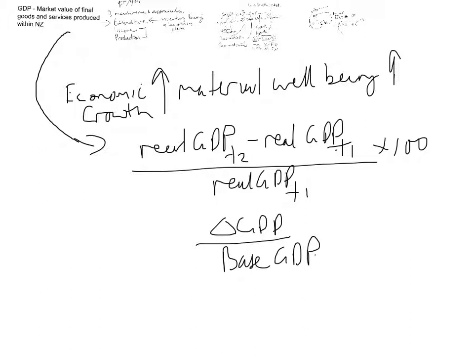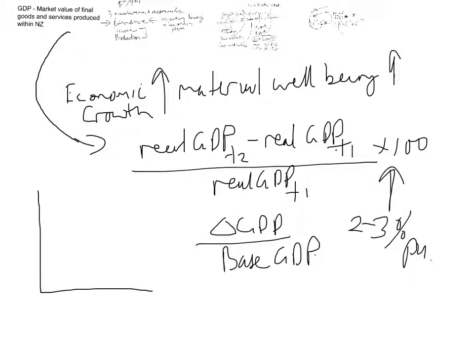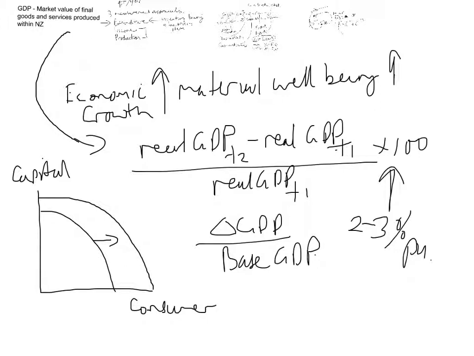Now, in New Zealand, we're having a good year if this is increasing by about 2 to 3% per annum. The way to visualise that is if we put consumer goods here and capital goods here, here's the frontier, and we've got some economic growth in our economy. It means that frontier is moving out. How's that? All right. Can't stop there though.